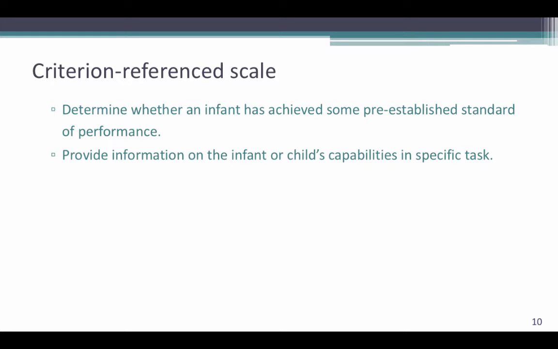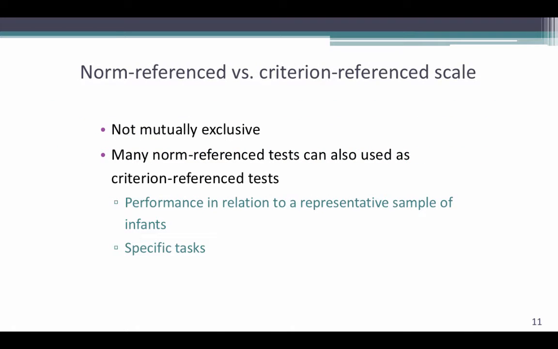We can also use criteria-referenced scales that determine whether an infant has achieved some pre-established standard of performance and provide information on the infant's specific capabilities in a given task. Norm and criterion reference scales are not mutually exclusive, and many norm reference tests can also be used as criterion reference tests. The task can be performed in relation to a representative sample, or it can be measuring a specific task, or both.